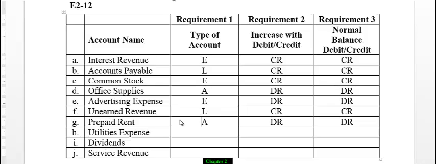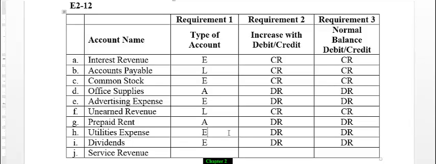Utilities expense is an expense account that is going to affect the equity of the company. Just like we looked at the advertising expense in E, we are looking at the expense is going to increase as a debit, which means we're going to have a normal debit balance. Dividends are an equity account. They are going to affect the total equity of the company, but dividends are going to act like expenses as far as how they increase. They're going to increase as a debit. If they increase as a debit, they have a normal debit balance.